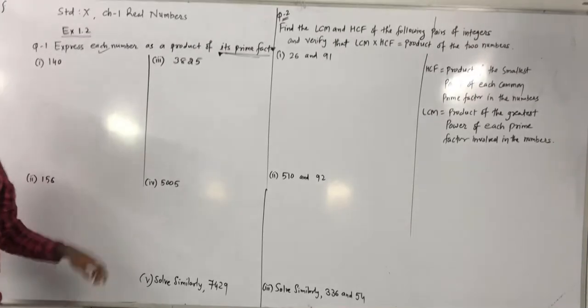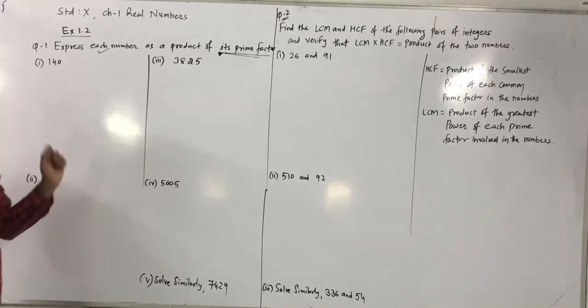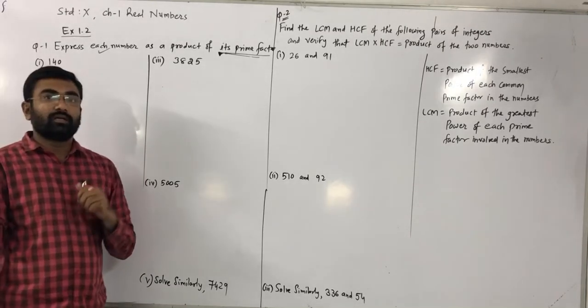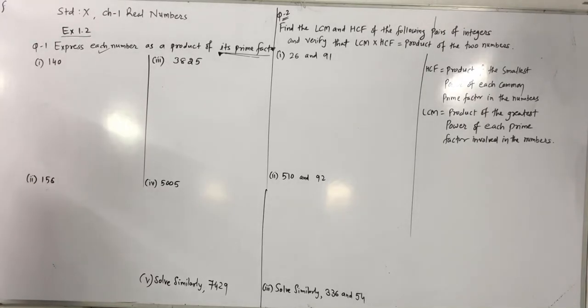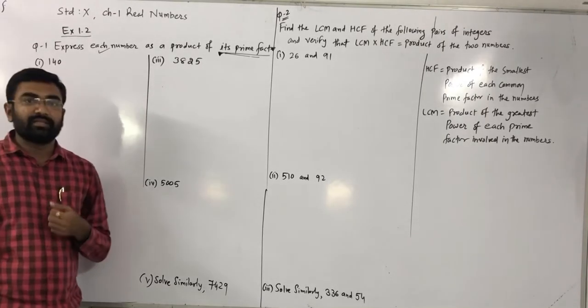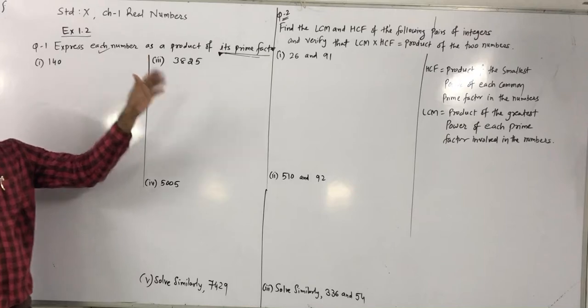Hello friends, in standard 10 chapter number 1, Real Numbers, based on the fundamental theorem of arithmetic, we have to solve today's exercise 1.2. In the fundamental theorem of arithmetic, we discussed that every composite number can be expressed as a product of primes, right? So based on any composite number factoring as a product of primes, we have to solve the exercise.